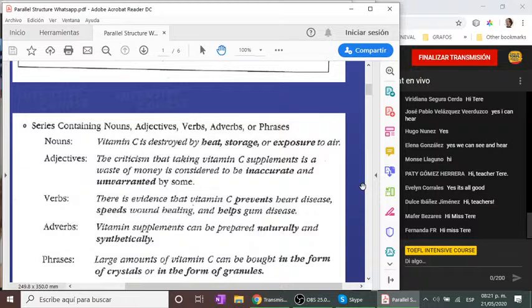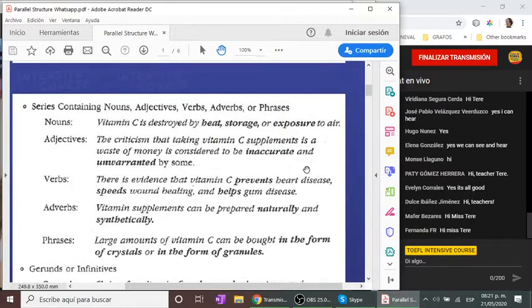Now we go to verbs. There is evidence that vitamin C prevents heart disease, speeds wound healing, and helps gum disease. Adverbs. Vitamin supplements can be prepared naturally and synthetically. Phrases. Large amounts of vitamin C can be bought in the form of crystals or in the form of granules.